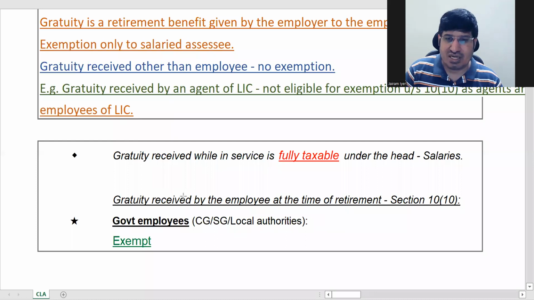Now let's examine the taxability. For government employees, as in entertainment allowance, it was central government, state government, correct? Here CG, SG and local authorities also come under government employees. Statutory corporation does not come. Government employees means CG, SG and local authorities. For them, gratuity on retirement is exempt.